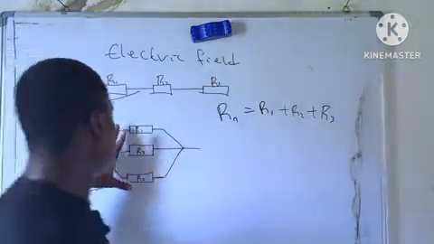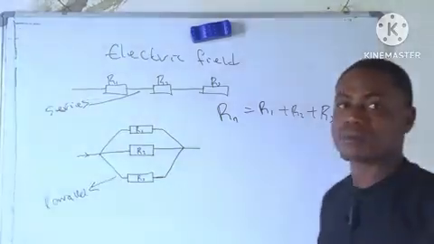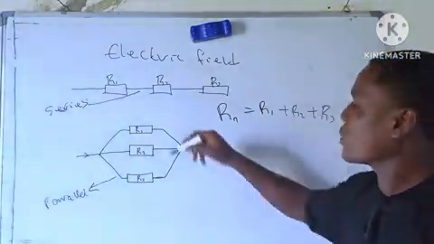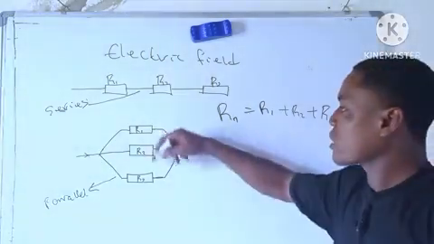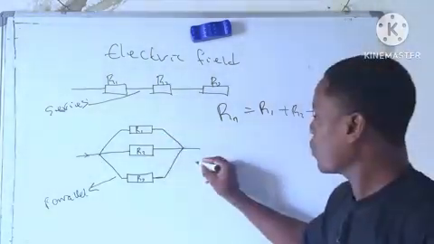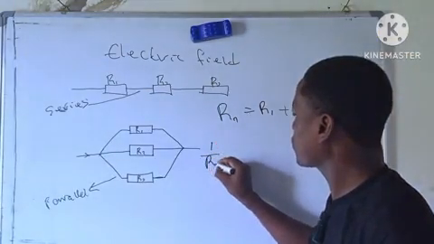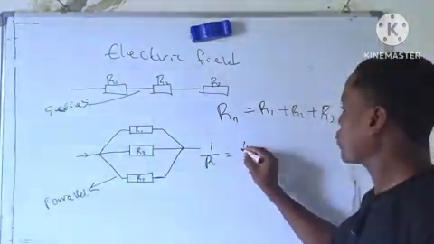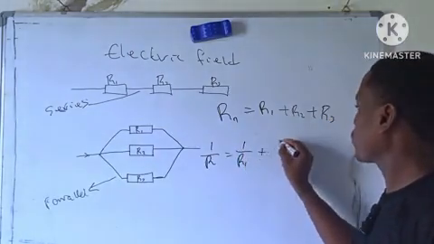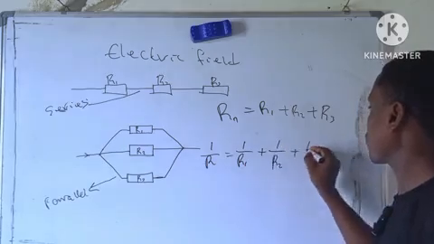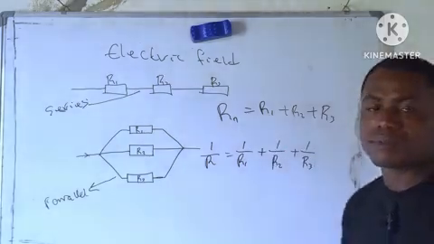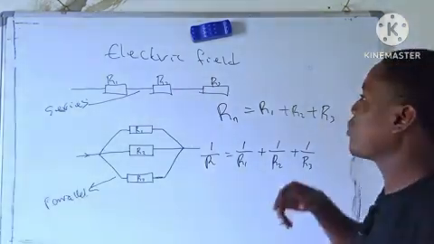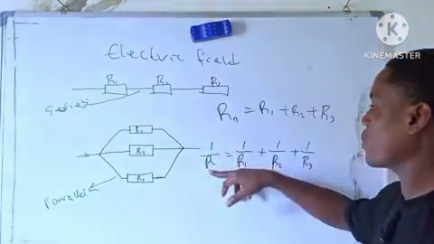Then let's come to the parallel connection. Now, if you are asked what is the total resistance here, or what is the equivalent resistance in this parallel connection, this is what we do. 1 all over R equal to, how many resistors do we have? 1, 2, 3. 1 all over R equal to 1 all over R1 plus 1 all over R2 plus 1 all over R3. So you can see that calculations in series connection and in parallel connection, they are different.